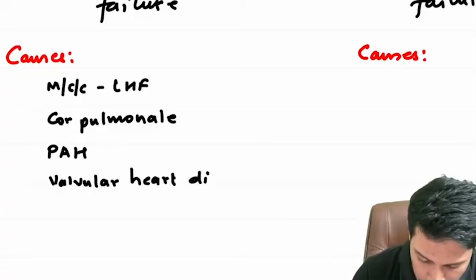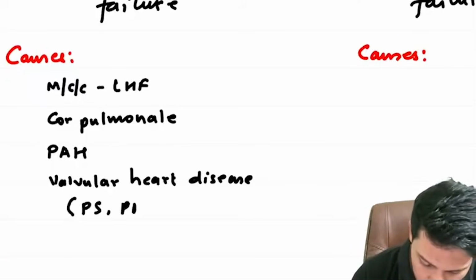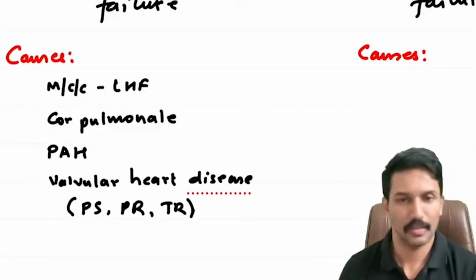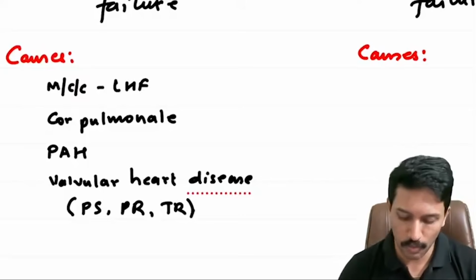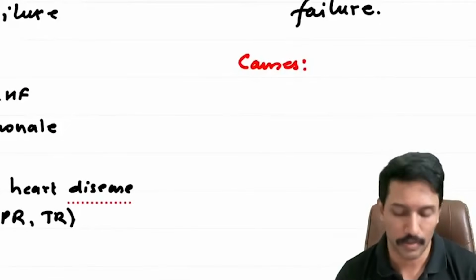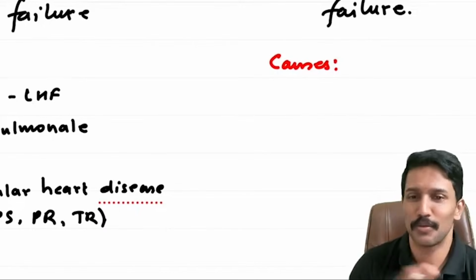Valvular heart diseases on the right side, like pulmonic stenosis, pulmonic regurgitation, and tricuspid regurgitation, can also cause right heart failure. So these are all causes for right heart failure. Now, what are the causes for left heart failure? Of course, I can't say the most common cause for left heart failure is right heart failure.